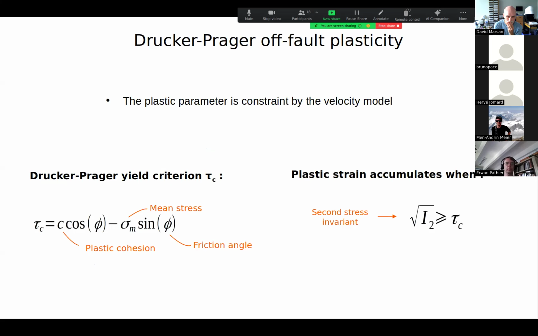For the plastic deformation, we use Drucker-Prager plasticity. The plastic parameters are constrained by the velocity model. So we have the Drucker-Prager yield criterion. You can see here, it depends on the plastic cohesion, friction angle. And the plastic strain accumulates when the root of the second stress invariant is superior to the Drucker-Prager yield criterion.